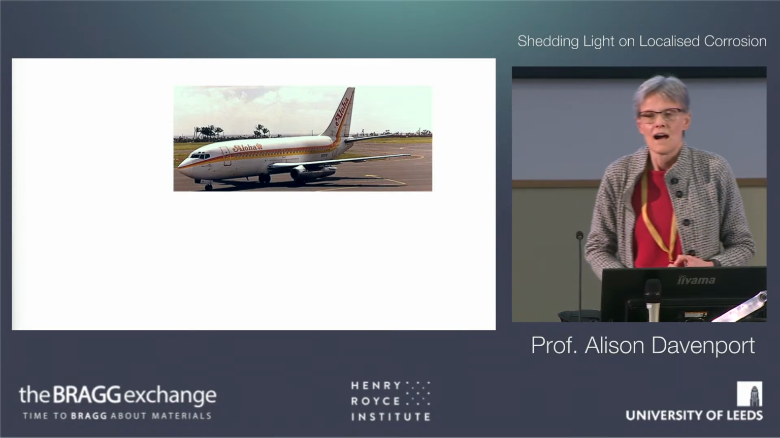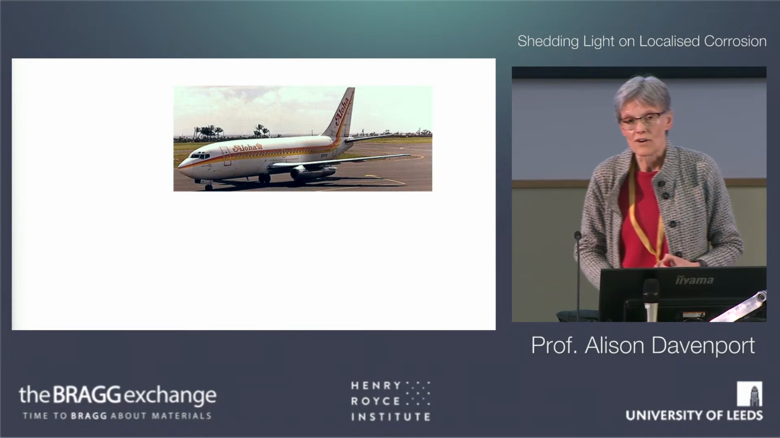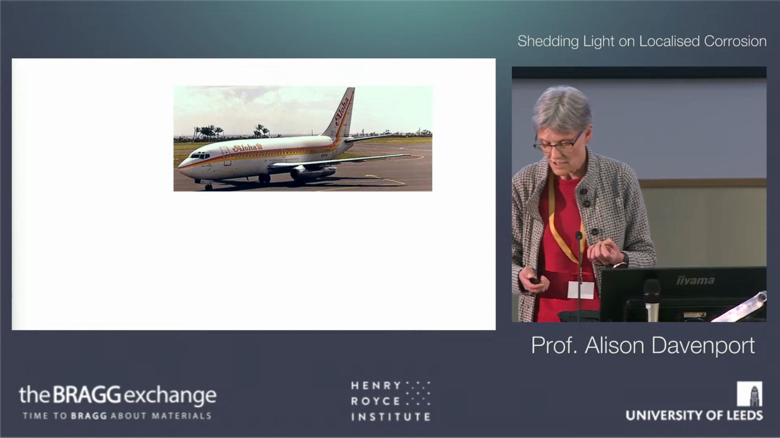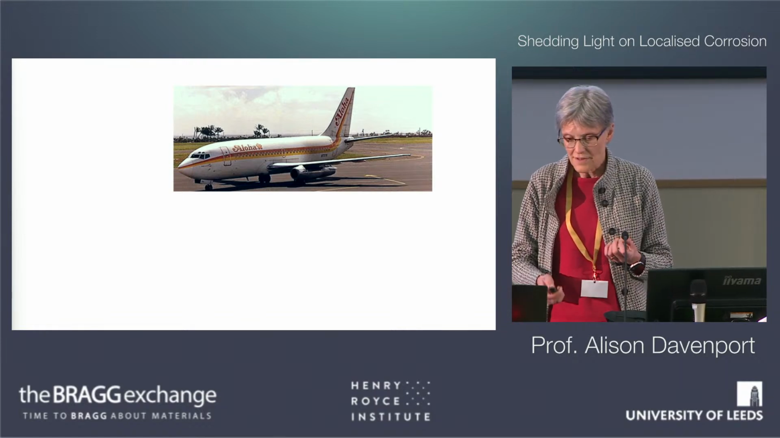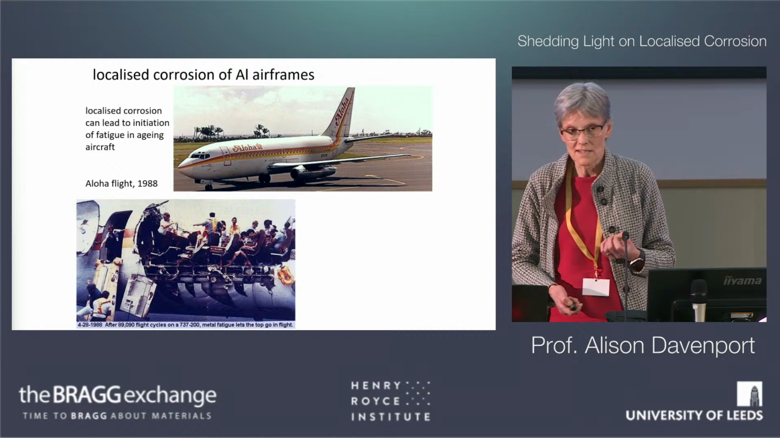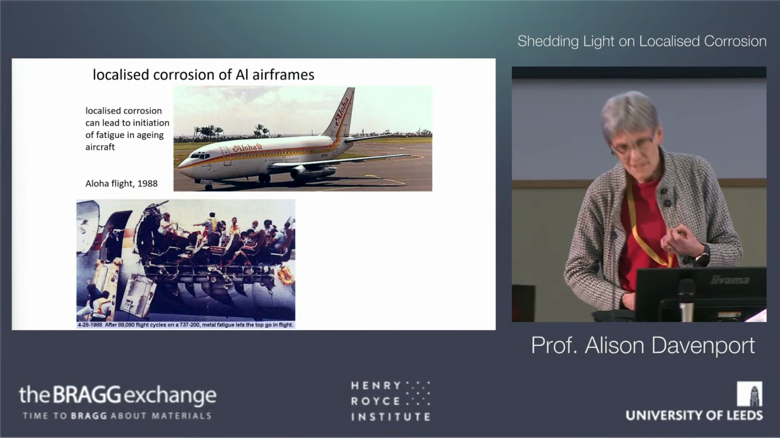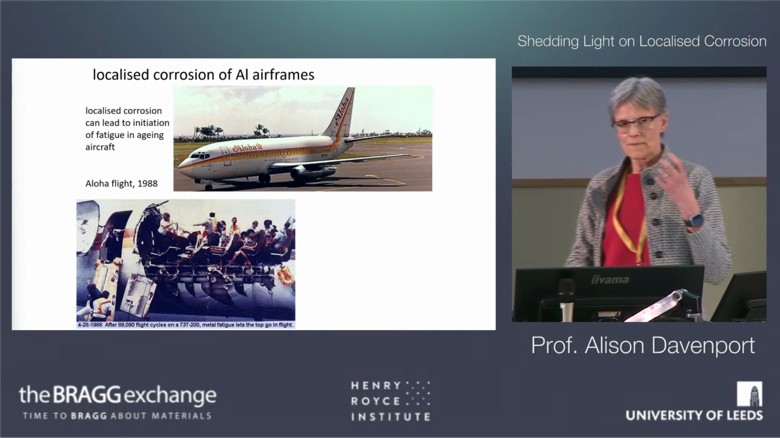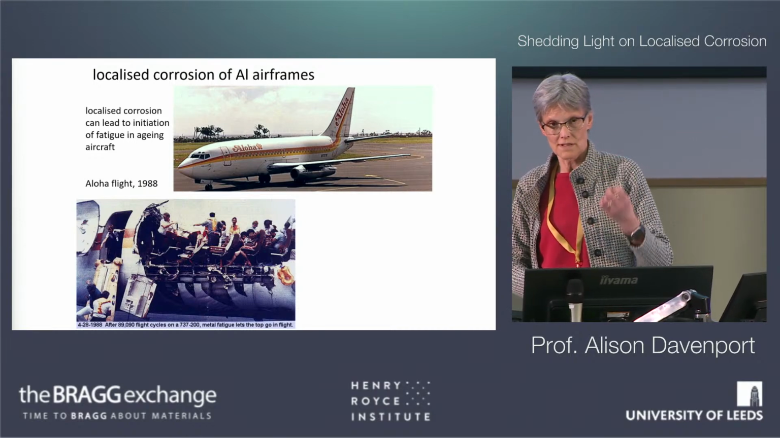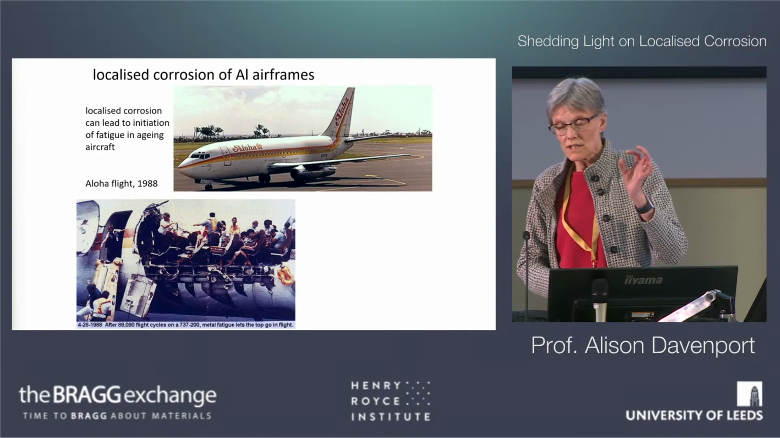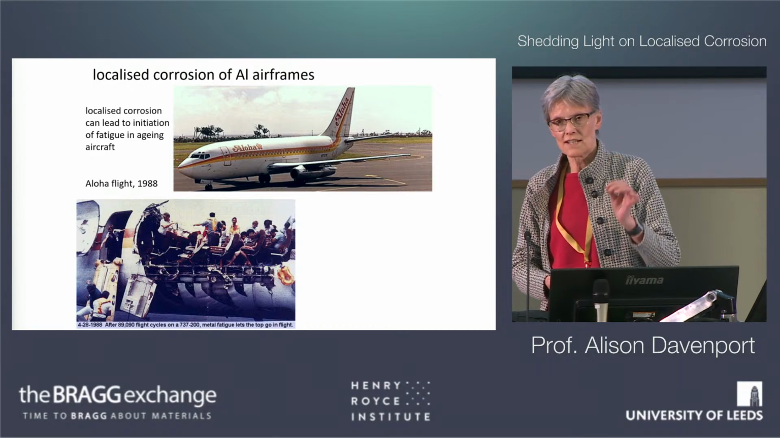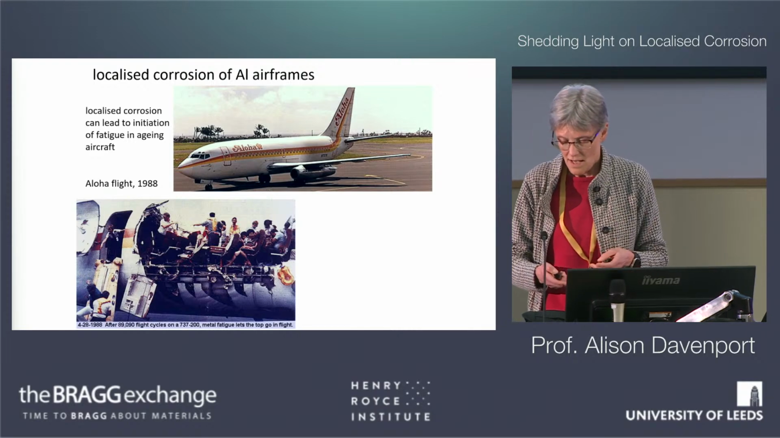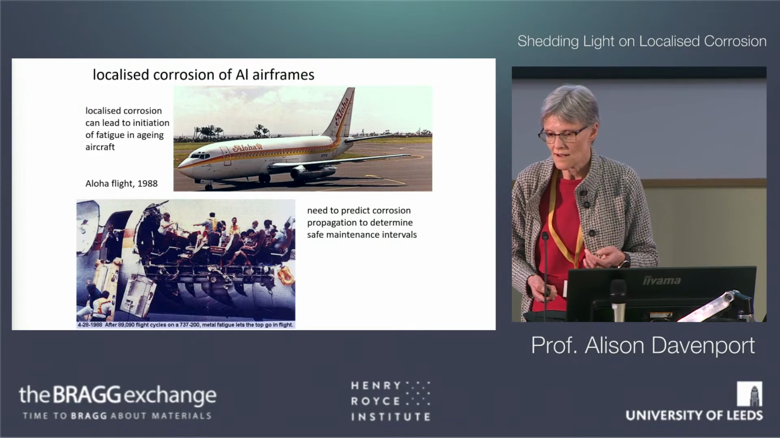However, things can go wrong, and there are circumstances where localized corrosion of aluminium can develop, and the consequences of this can actually be really quite serious. This is a fortunately very rare example of where a bit of localized corrosion of a fuselage produced a hole that was big enough to initiate a fatigue crack, and part of the fuselage was lost.